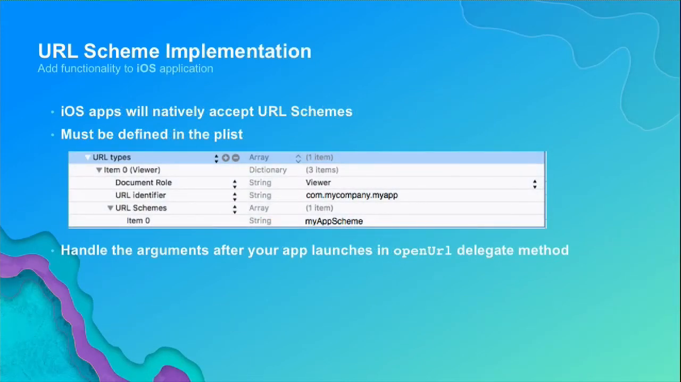So since this is a Dev Summit, some of you may be wondering how you can add URL scheme support to your own custom application. And it's pretty straightforward. On iOS, you first have to specify the application scheme, and you would do this in your Info.plist file. Then you need to handle any arguments that are going to be passed along with the URL, and you can do that in the open URL method in your app delegate.